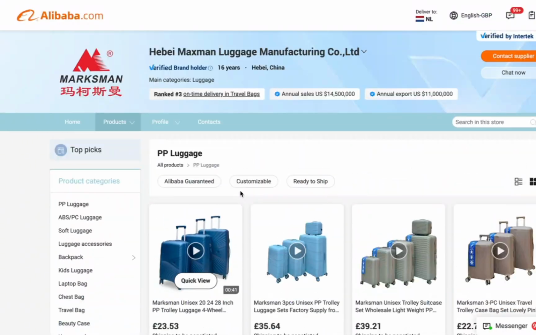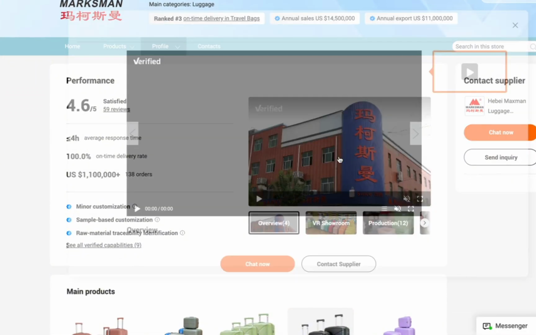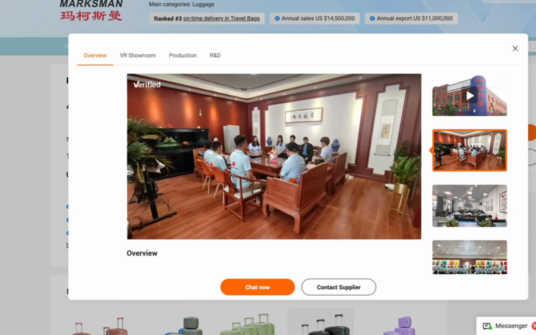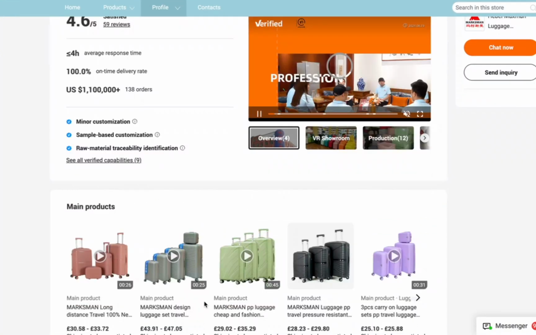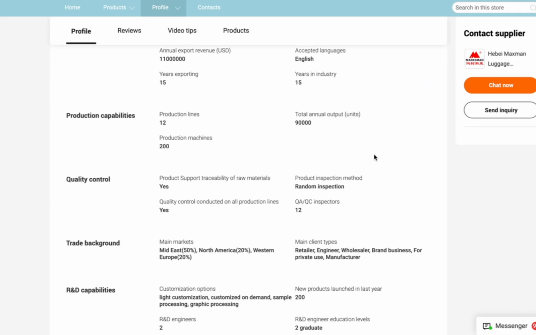Then we go to the company overview, company profile. Here we can quickly check out their videos and the photos of their workshop, warehouse, office, etc. We see that they have been audited by Intertek. In this report, we can find all information that Intertek could collect on this supplier.